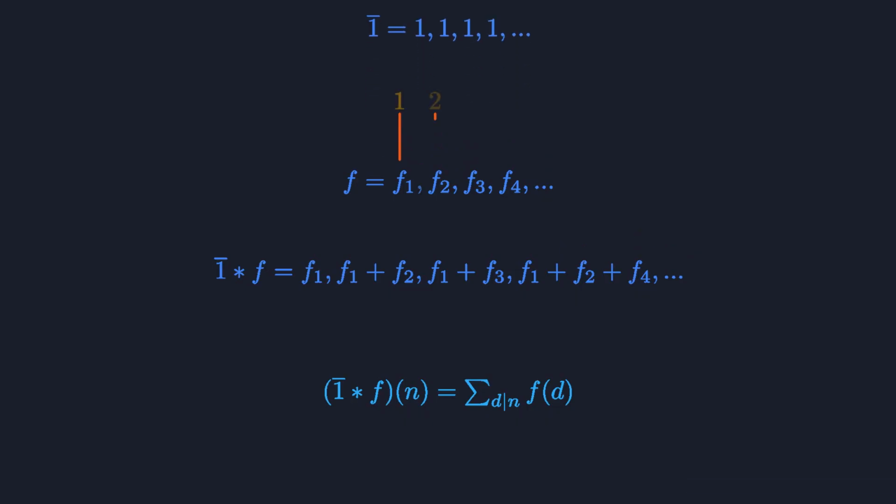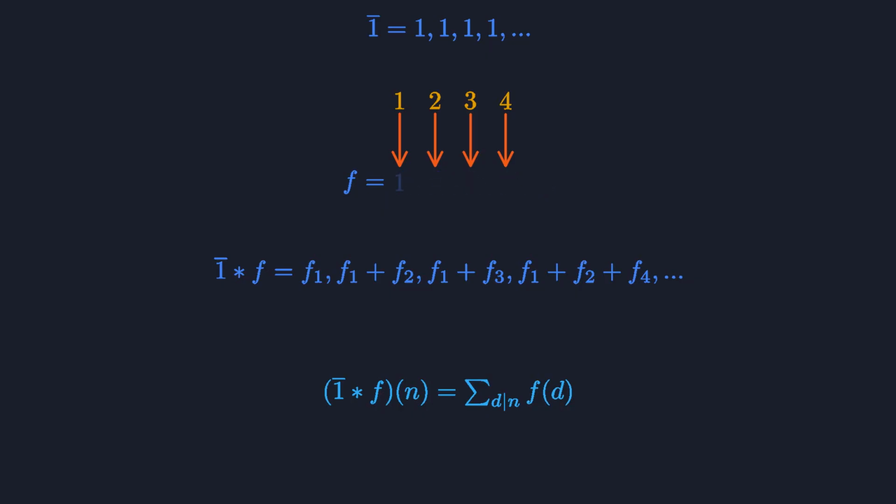We will now shift our perspective ever so slightly. I want you to think of f as a function instead of a sequence. It maps every natural number to the value at that index. So if you give this function an input of 7, it gives you the 7th number in the original sequence. Okay? Sequences are functions. We can now interpret our convolution with 1 bar as saying the following. For every input n, apply the function f to all of the divisors of n and add up the results. And this works for any function f you can come up with.